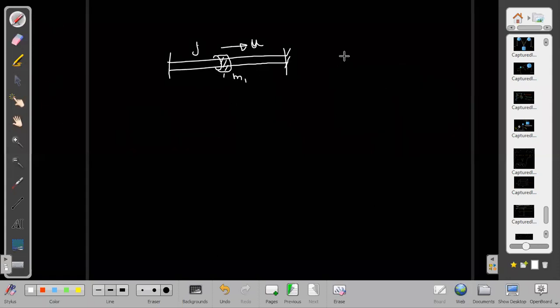What is the initial momentum in this case? m1 into u, because only it was given that sudden velocity, a sudden impulse. But what about the other mass? The other mass was at rest only, so it has no initial momentum. So the only momentum initially is m1 u, and that is not p star. It is not in the center of mass frame. It is actually the real momentum.